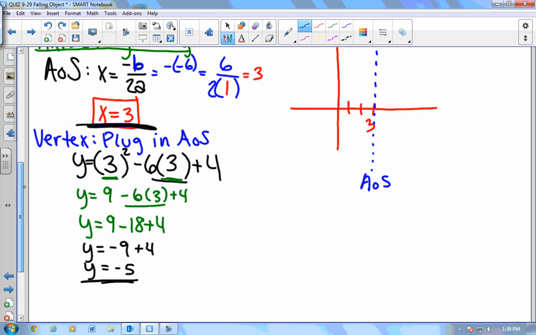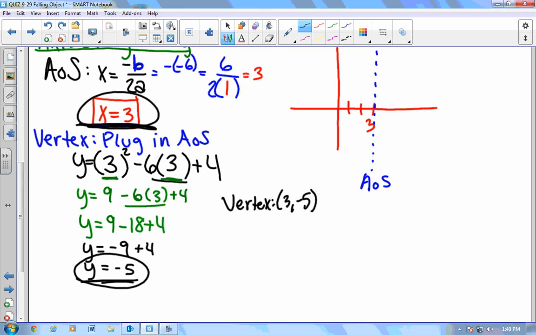So guess what? This together is your vertex. A point has two coordinates, right? An x coordinate and a y coordinate. So our vertex is 3, -5. So if I did that on the graph, 1, 2, 3, 4, 5, there's my vertex.